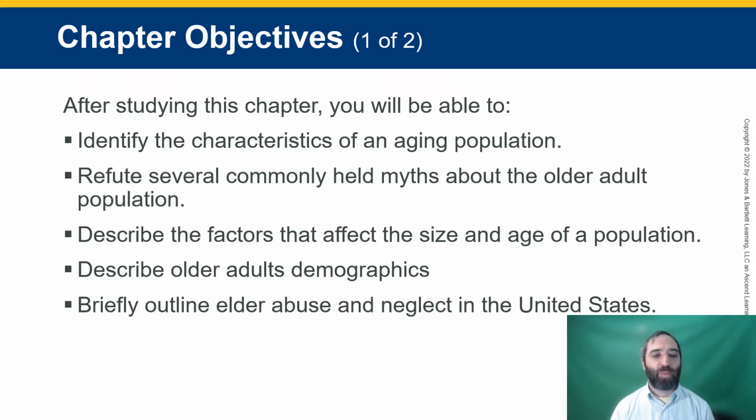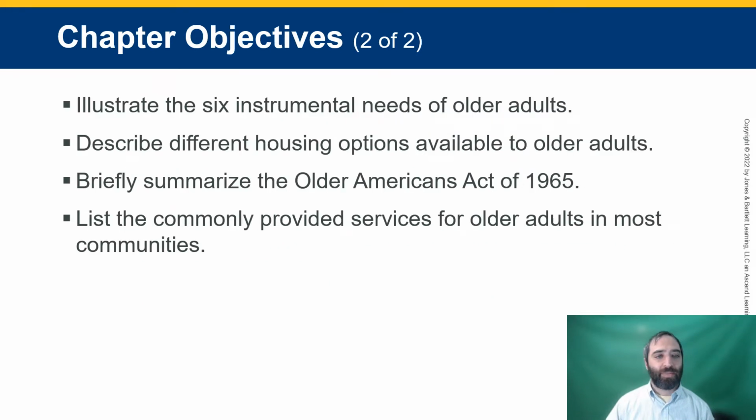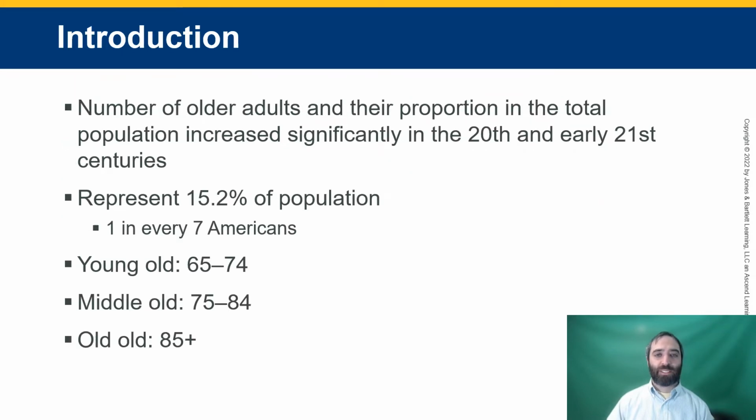Describe the older adults' demographics, briefly outline elder abuse and neglect in the United States, illustrate the 6 instrumental needs of older adults, describe housing options, briefly summarize the Older Americans Act, and list the commonly provided services for older adults in most communities. All right.